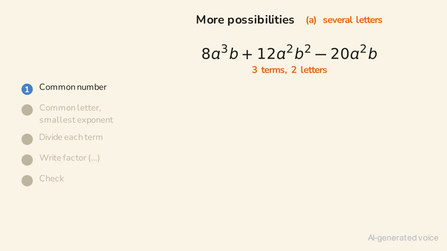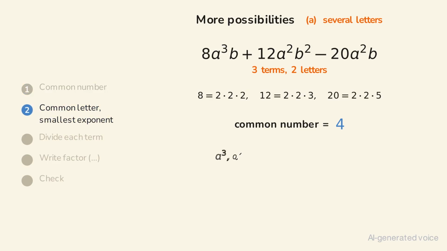This first one has 3 terms and also 2 different letters, a and b. First, the number: the largest that fits exactly into 8, 12, and 20 is 4. It comes from the primes they share, 2 times 2. Now the letters. From a we take the smallest exponent, a squared, and from b also the smallest, which is b to the 1. So the common factor is 4a squared b.